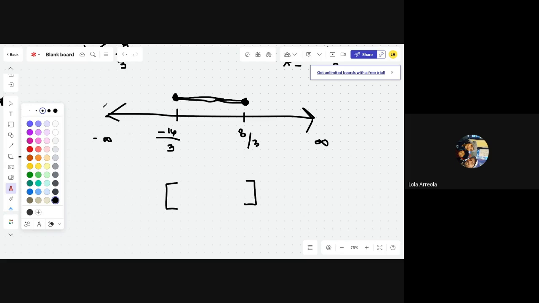I read it from left to right. So my leftmost value is -16/3, and my rightmost value is 8/3. They both have brackets because I have closed circles at these points.